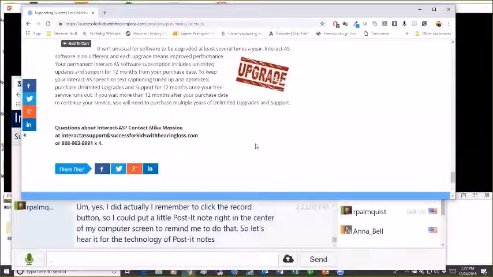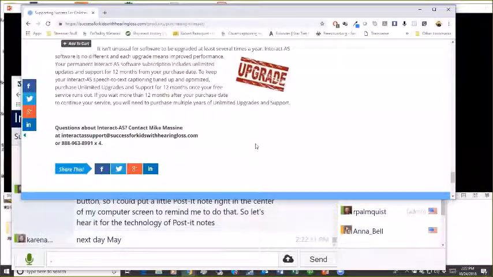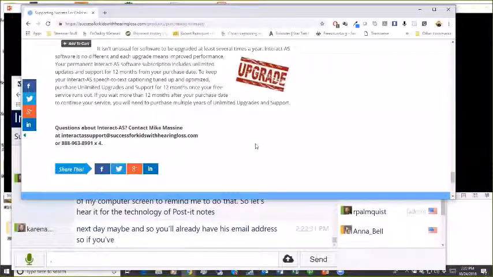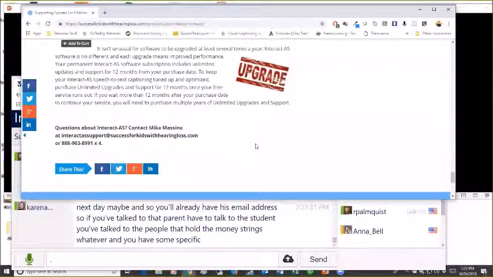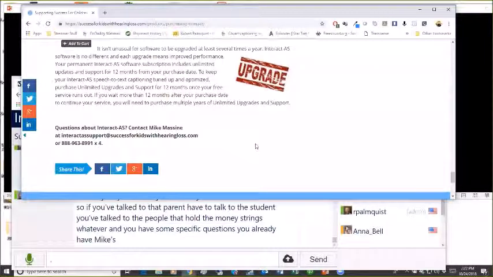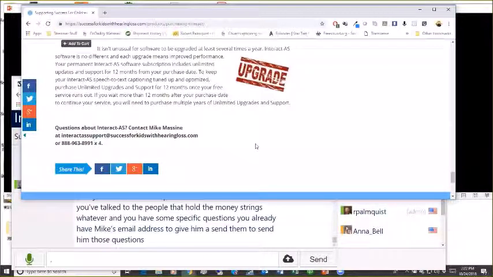So you're going to be receiving this follow-up email from Mike Matheny tomorrow, next day maybe. And so you'll already have his email address. So if you've talked to that parent, you've talked to the student, you've talked to the people that hold the purse strings, and you have some specific questions, you already have Mike's email address to send him those questions so he can get back to you about this.